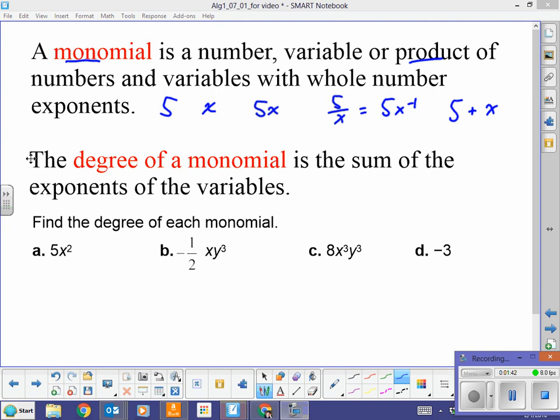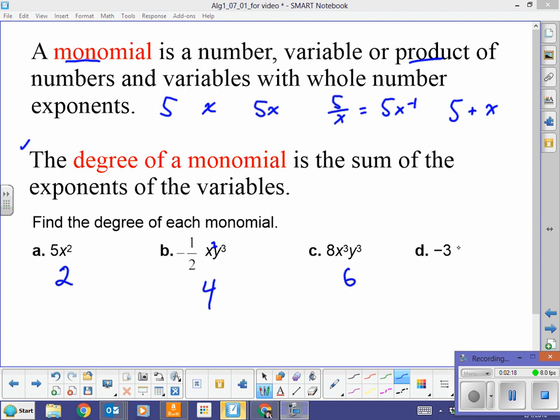Okay, so the next thing we want to look at is degree of a monomial, and it's the sum of the exponents of the variables. So we'll run through a few examples here. Find the degree of each monomial. Well, for this variable, we have an exponent of 2, so the degree here is 2. We have two variables in this monomial, x and y. Well, that really has an exponent of 1, doesn't it? So the sum here is 4. So the degree here is 4. The degree here is 6.